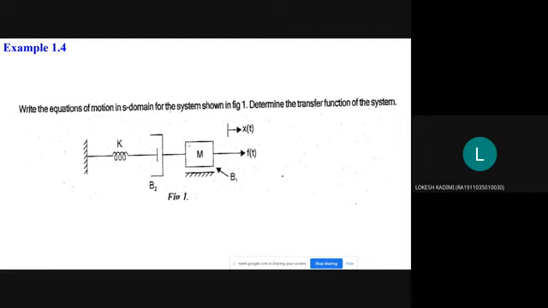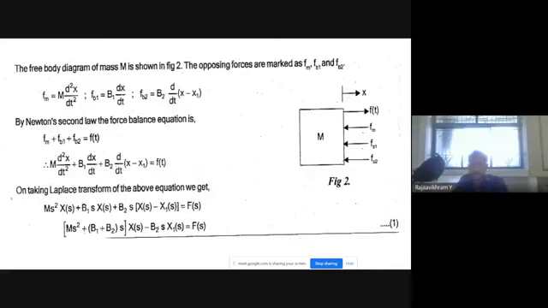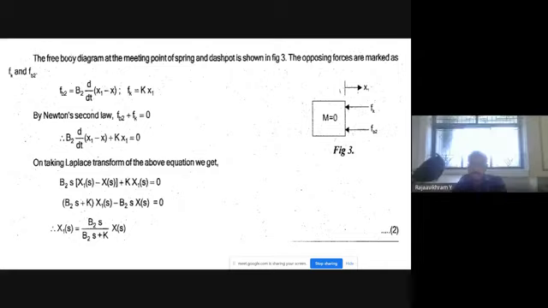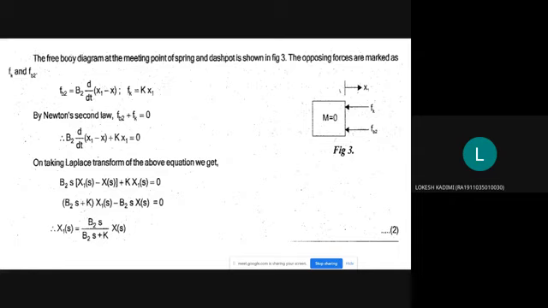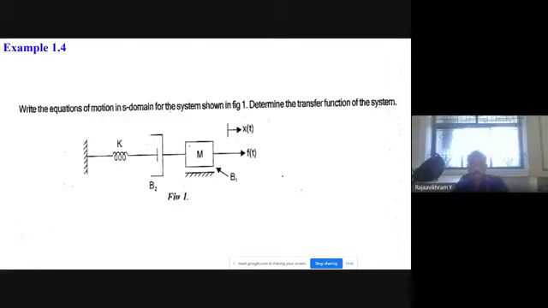Sir, for the dashpot also we have drawn the free body diagram, right? In the assignment, the first one, you can see the screen. In the second free body diagram, M is 0, the dashpot only, and B2 is also connected with that. B2 is also connected.